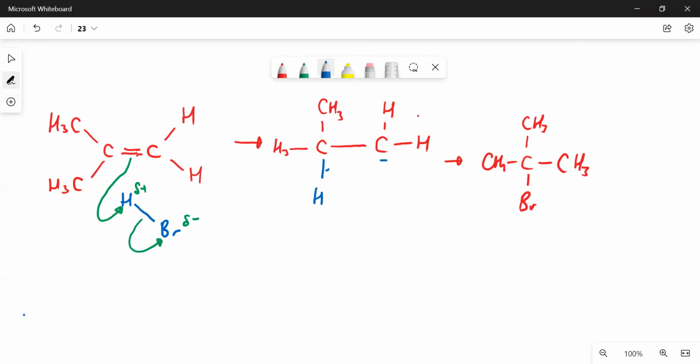And that means you're going to have that as a carbocation. So the bromide ion is then going to react with that carbon there. So the bromine goes on the end carbon atom instead of the middle carbon atom.